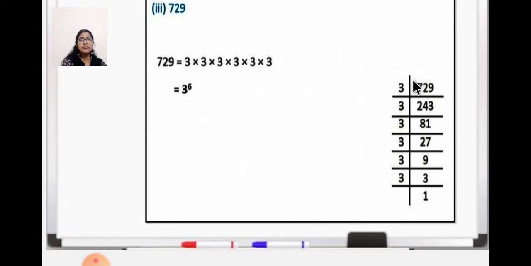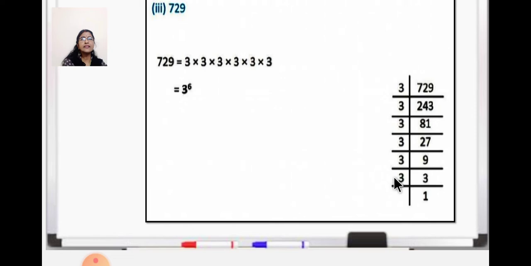Now next one is 729. So this also we will first find out the prime factors. 3 multiplied by 243 is 729. Then again, 3 multiplied by 81 is 243. 3 into 27 is 81. 3 into 9 is 27. 3 into 3 is 9. 3 1s are 3.